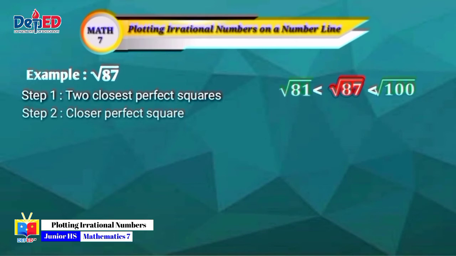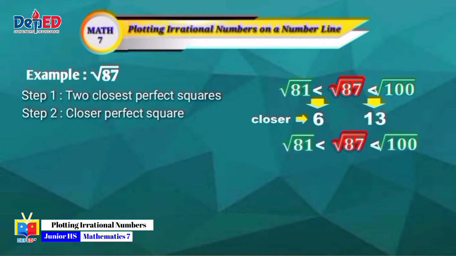Step 2. Determine the closer perfect square. First, get their difference. 87 minus 81 is equal to 6. 100 minus 87 is equal to 13. Since 6 is less than 13, the square root of 87 is closer to the square root of 81.